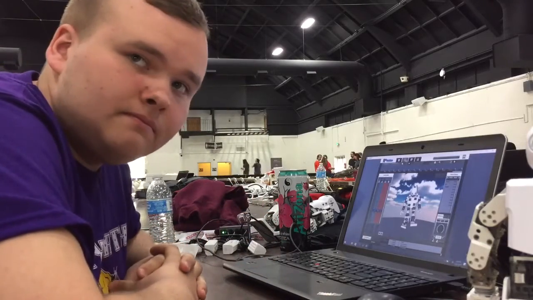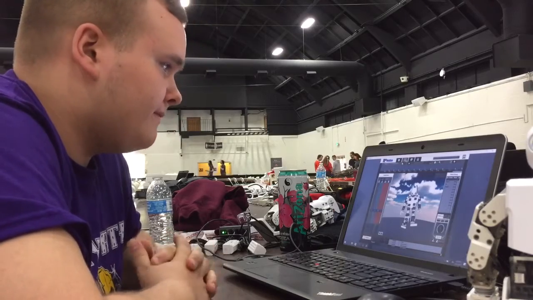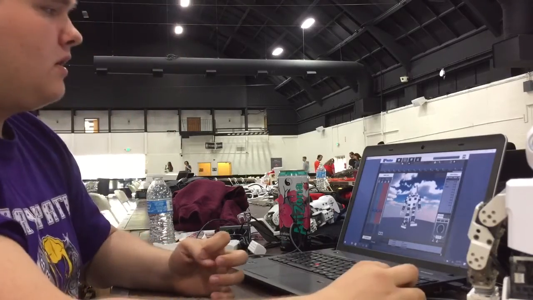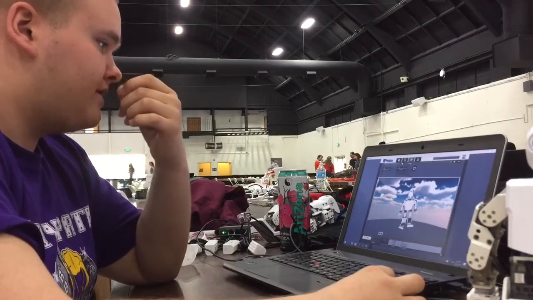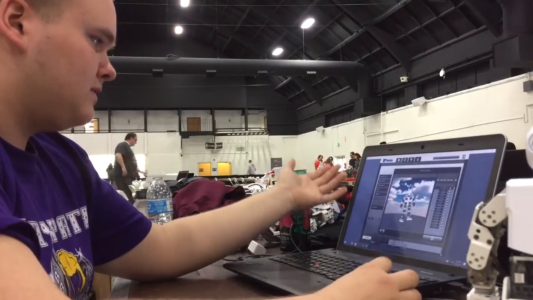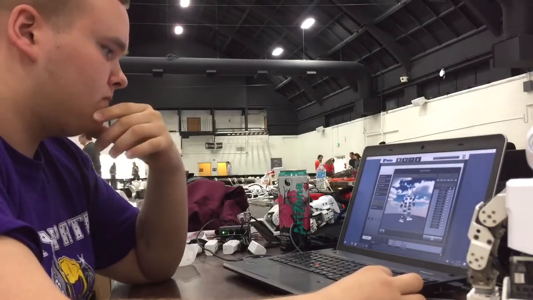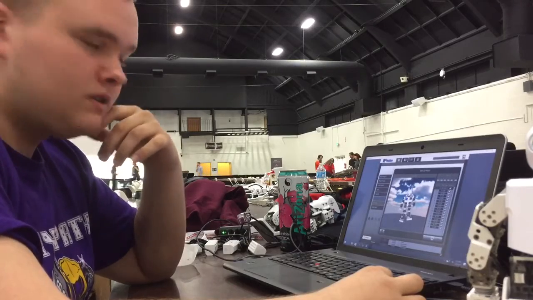Is there anything about motion that you would like to be fixed or improved? Not really much of the motion itself. Is there anything with the software, anything they could do to make it easier for you to use the GUI?